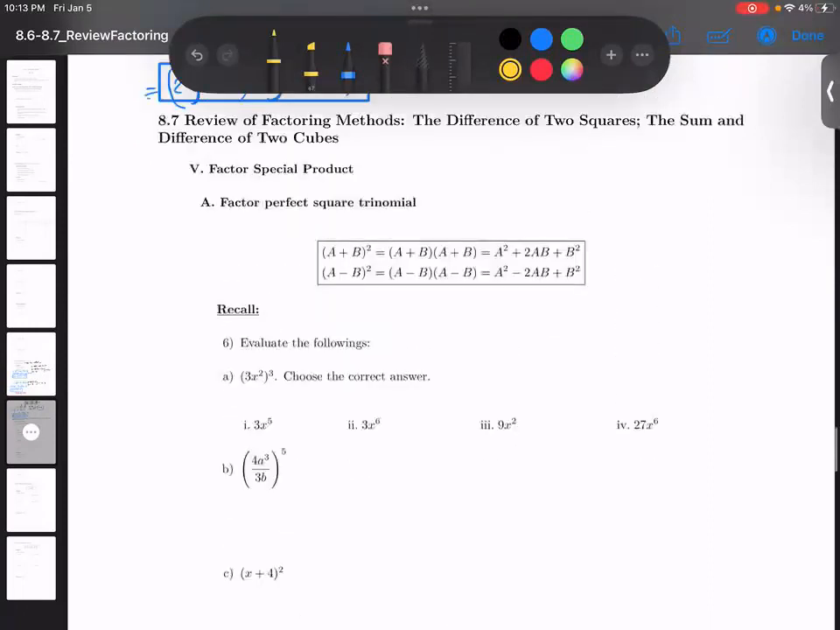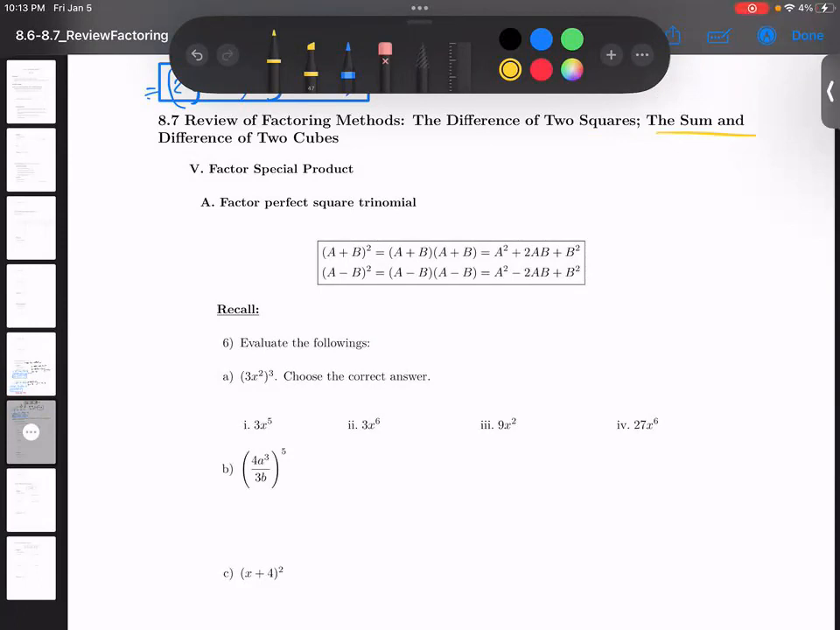For the next one, we're going to review factoring with the difference of two squares and the sum and difference of two cubes. Okay. Let's talk about perfect squares first.